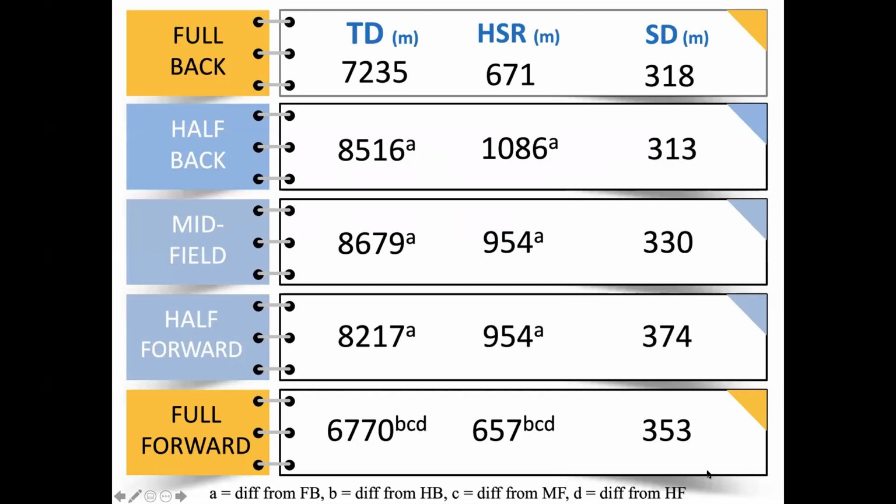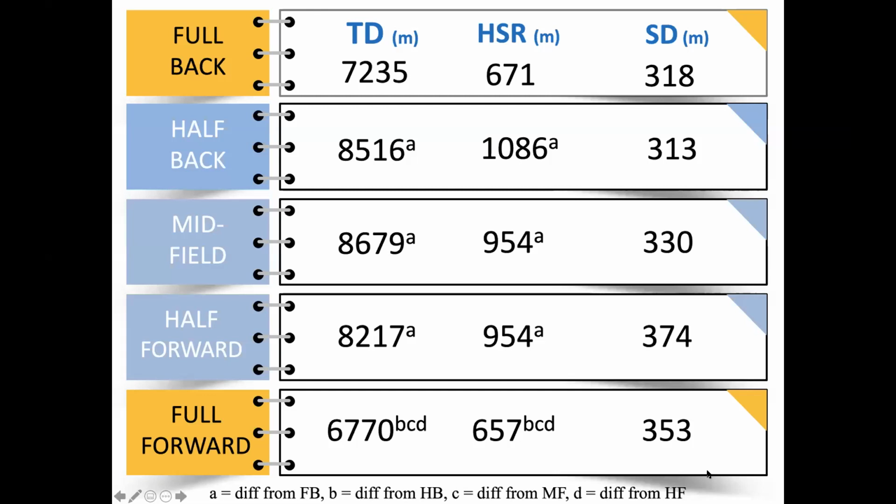So if we look at positions, we see that the total distance, high speed running and sprint distance was broken into the five positional lines that we've identified earlier. Now we see in the left-hand column that the total distance ranges from the full forward line, 6,770, up to the highest distance covered on average, 8,679, by midfielders.